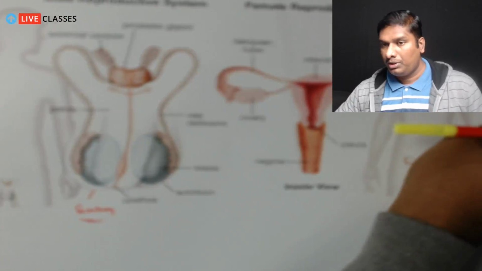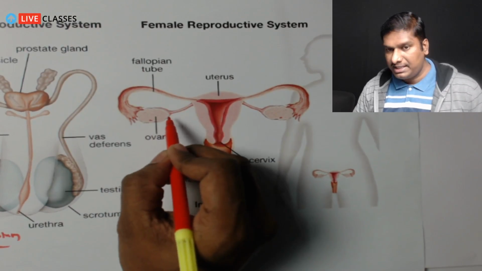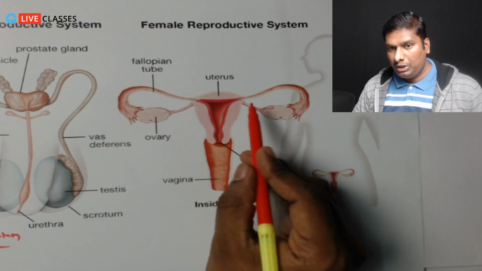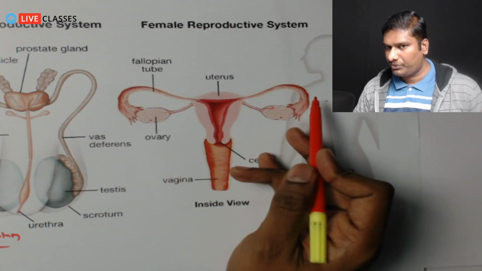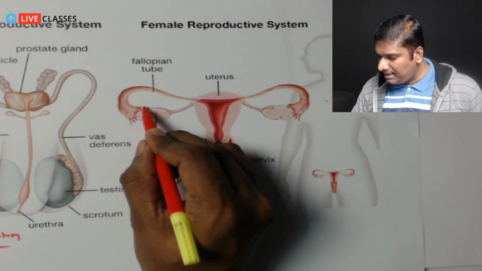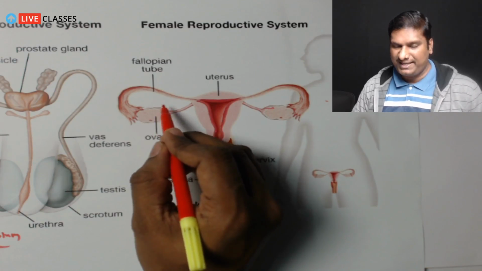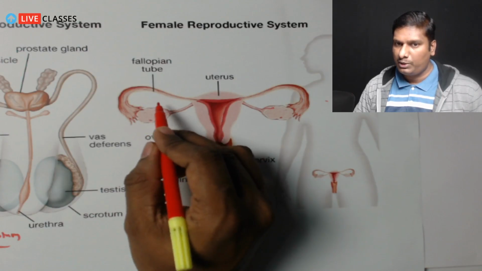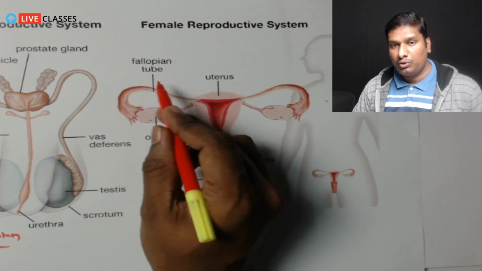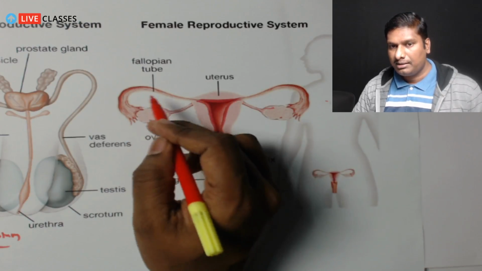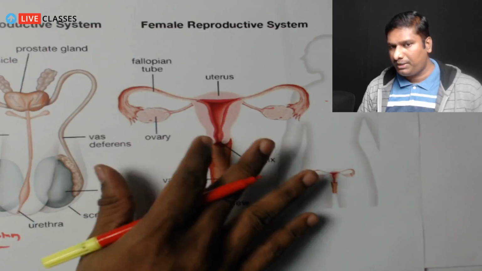Now if you look at the ovaries, you can see there are two ovaries located on either side of the uterus. You have one ovary on the left and one on the right. They are present in shallow depressions called ovarian fossae. The ovaries are connected to the uterus through two fallopian tubes. So this is the basic general structure of the female reproductive system.